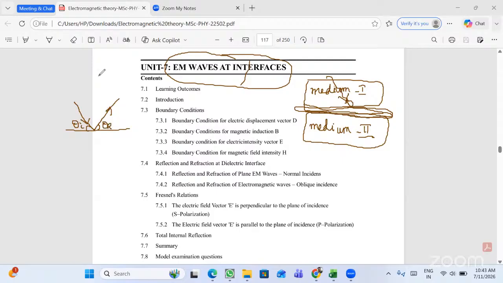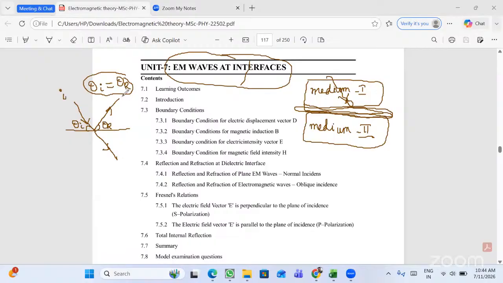Generally we know that by the law of reflection, the incident angle should be equal to the reflecting angle: theta i is equal to theta r. At the same time, after reflecting, some part of this incident wave may be transmitted, or refracted. So this is what we call a refracted wave.